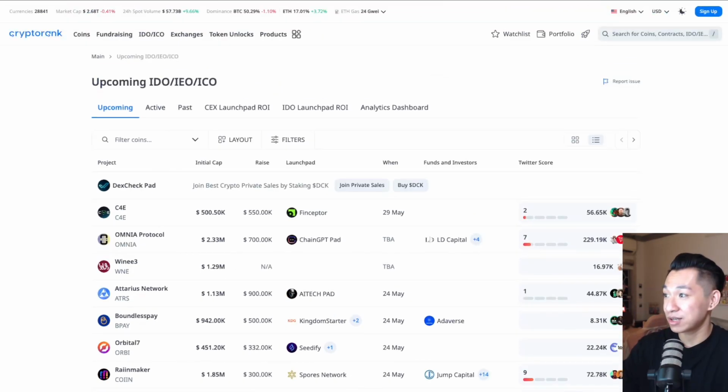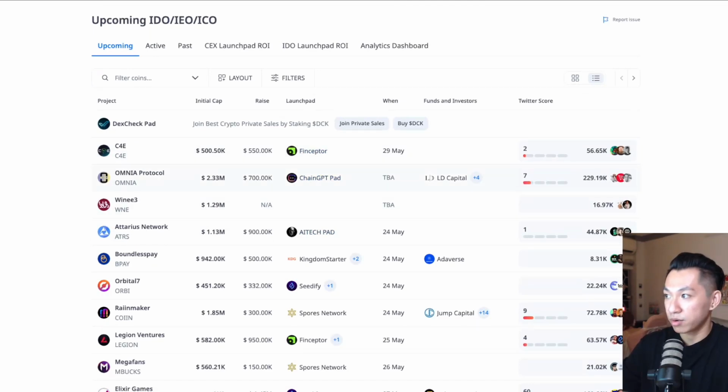Oh, and it also tells you what project it is, how much they're raising, how much money they're asking, and the launchpad. The launchpad is what you're gonna want to look into in order to participate in these ICOs, and then the start date.